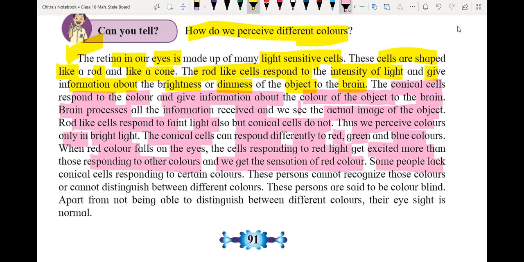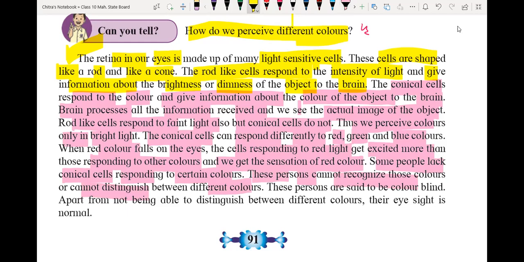Some people lack conical cells responding to certain colors, and they have color blindness. Those people cannot distinguish the red color and green color differently. Both colors appear to them like brown color. Thus the person cannot recognize those colors and cannot distinguish between the different colors. This is called red-green color blindness. This is called color blindness.